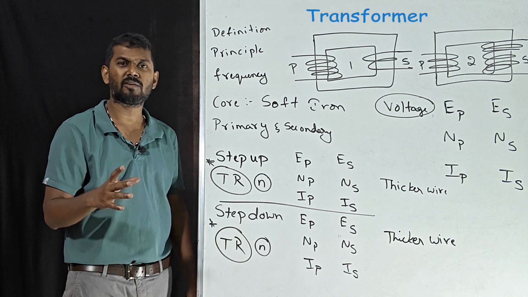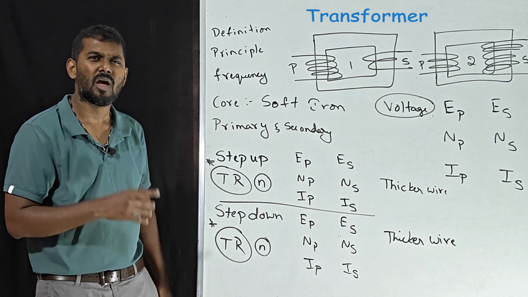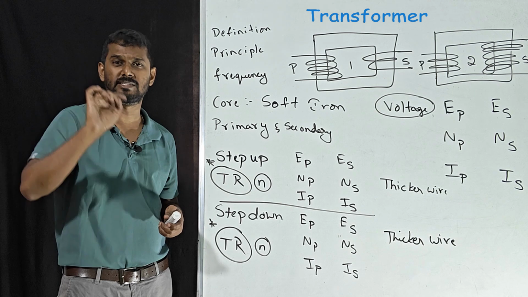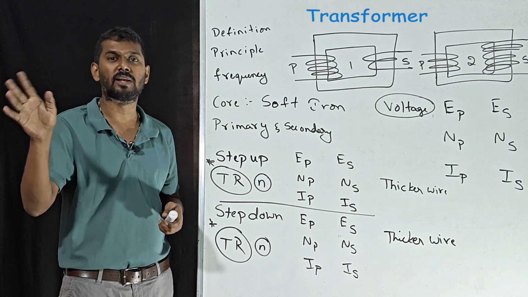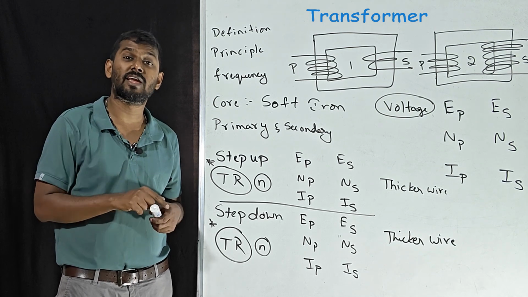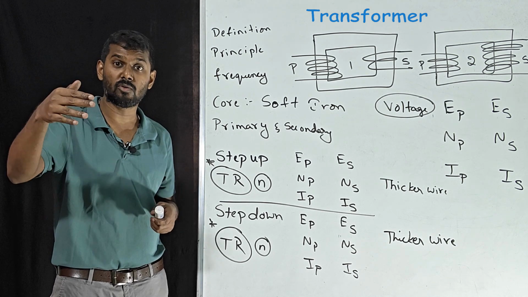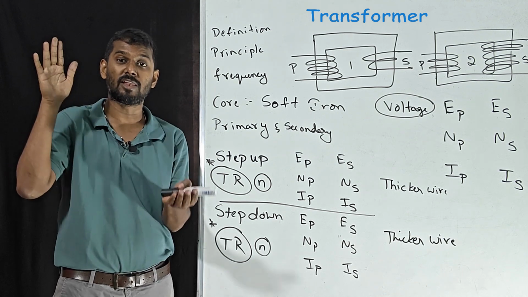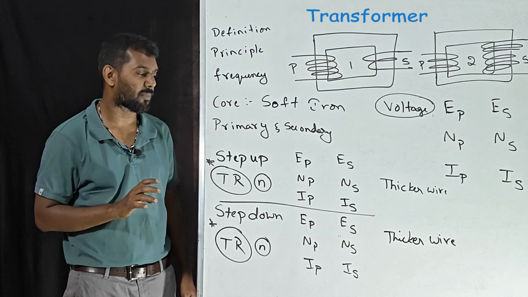Then step down: if I want to decrease the voltage, I have to go to a step down transformer. Why do you want to step down the voltage? Take an example: a doorbell requires only 5 to 10 volts, very less voltage. How much voltage are we getting for our house? That is 220 volts. We are giving 220 volts, but it requires only 5 to 10 volts. So the value has to be decreased. In those cases we use a step down transformer. That is just one example.